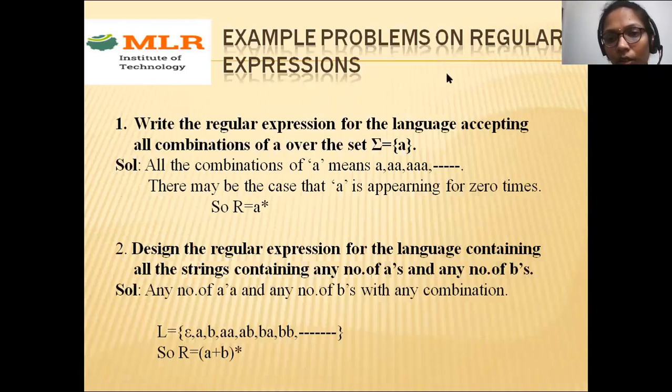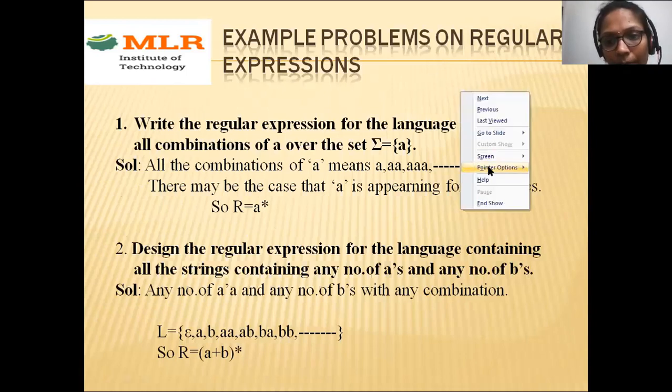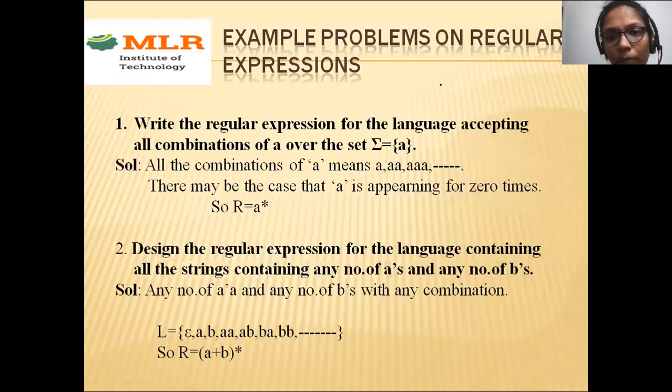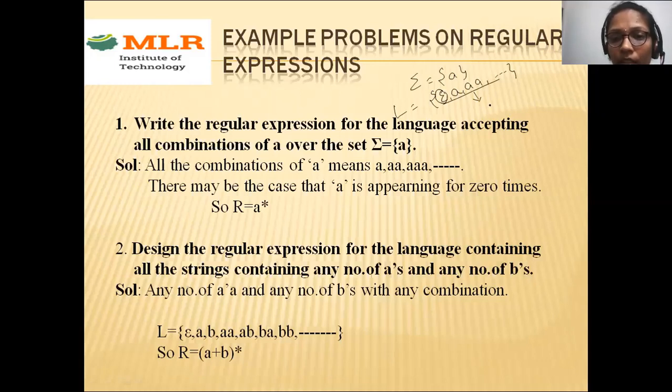See, they have given the input set. In the input, we have only one input symbol, that is A. All combinations means we can consider 0-length string, 1-length string, 2-length string, and so on. So the language will be epsilon, A, AA, and so on. What is the regular expression for this? Here you are including epsilon also. Epsilon included means A star. So A star will be the regular expression for this question. R is equal to A star.